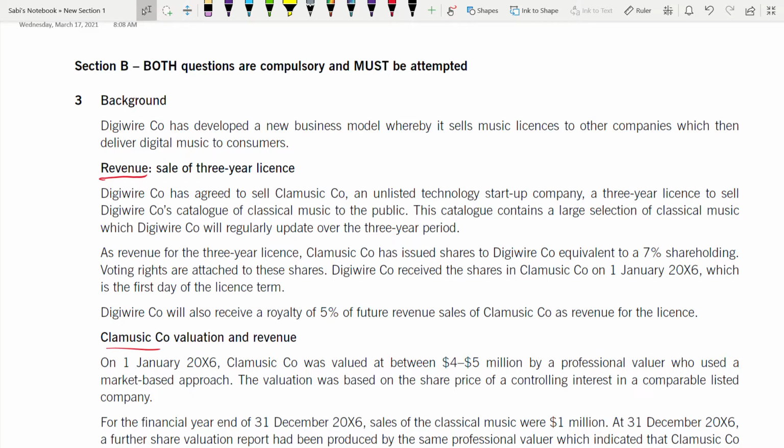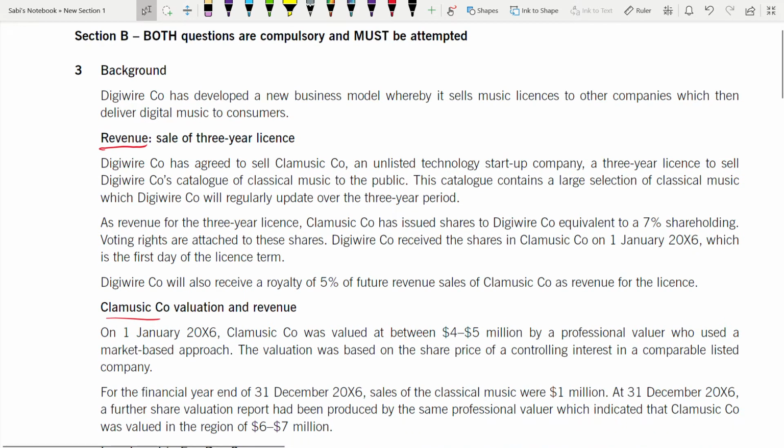So DGY has developed a new business model whereby it sells music licenses to other companies which then deliver digital music to customers. Okay. They're selling licenses to companies. Those companies are selling digital music to consumers. So DGY is not selling digital music to consumers directly. Okay, understand the business model. So background is very simple. Keep this in mind and then read the case study.